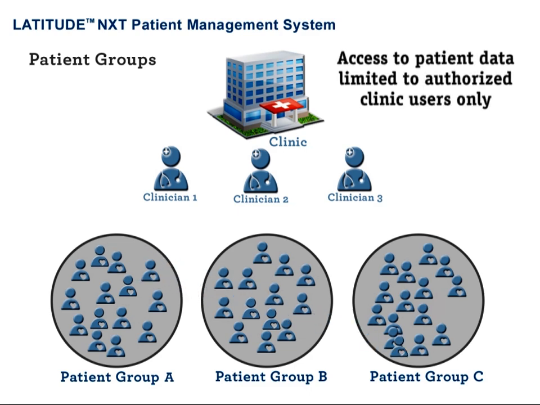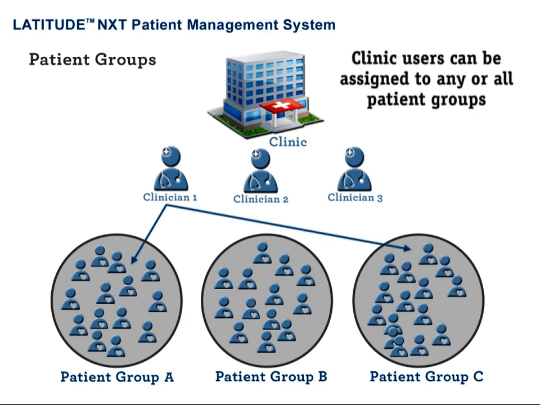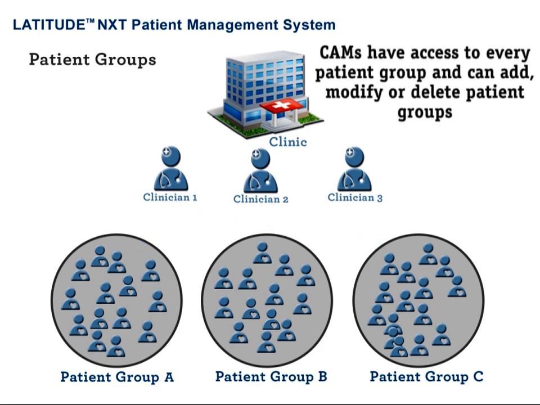Access to patient data is provided to clinic users authorized by the clinic or clinics that have enrolled the patient. Clinic users are assigned to patient groups. Users assigned to a patient group have access to all patients enrolled in that specific patient group. Clinic account managers, or CAMs, on the other hand, have access to all patients in every patient group within his or her clinic. Only users with CAM privileges can add, modify, or delete patient groups.